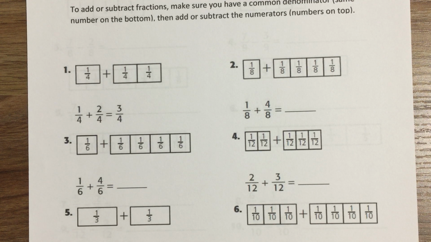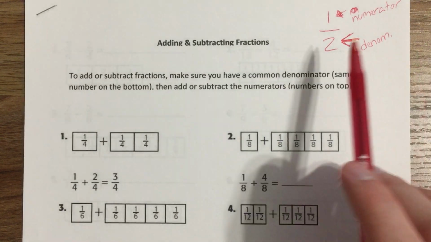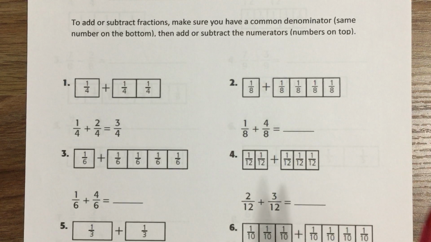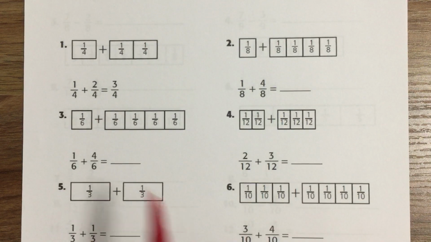That's why we cannot add things that are not the same with the denominator. We have to have the same number on the bottom. But once we turn it into something where it has the same number on the bottom, we're in good shape. Okay. So that was one.